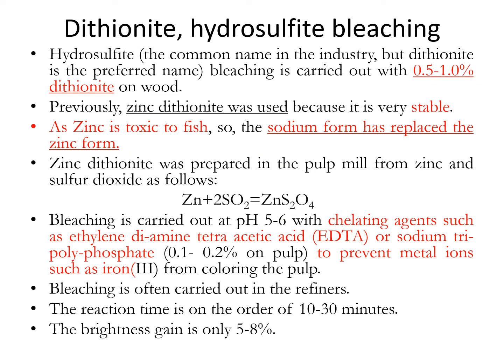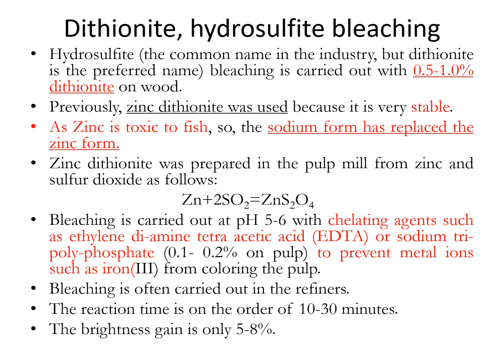Okay, mechanical pulp bleaching by dithionite. This is also called hydrosulfite bleaching. Okay, hydrosulfite is the common name in the industry, but dithionite is the preferred name. Previously, zinc dithionite was used because it was very stable. But as zinc is toxic to fish, the sodium form of dithionite is used instead of zinc.